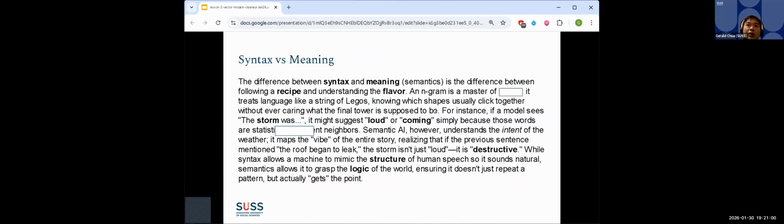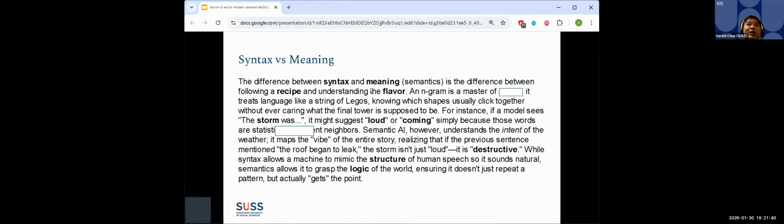Okay, so let's think about what is happening for the n-grams, as well as for the word embeddings in the future, but let's think from the standpoint of syntax and meaning now. So syntax is how a sentence is structured. The difference between syntax and meaning is the difference between following a recipe and understanding flavor. So syntax is this idea of how words are put together to form a sentence that makes sense. So as you can say, I eat food is a sentence that makes sense.